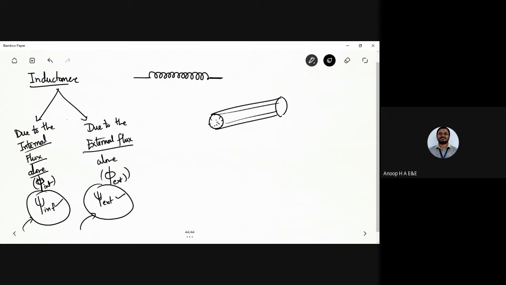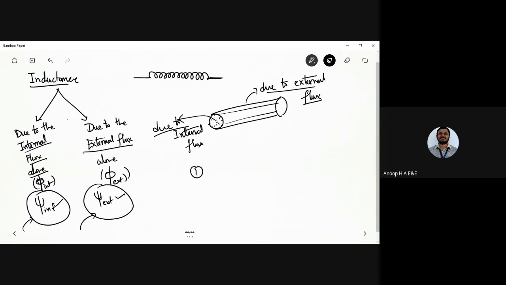Okay, so that is the flux that has been developed due to the internal flux. Next, due to the external flux. Okay, due to the internal flux and due to the external flux which has been developed. So now let us calculate the first one, which is due to the internal flux alone.